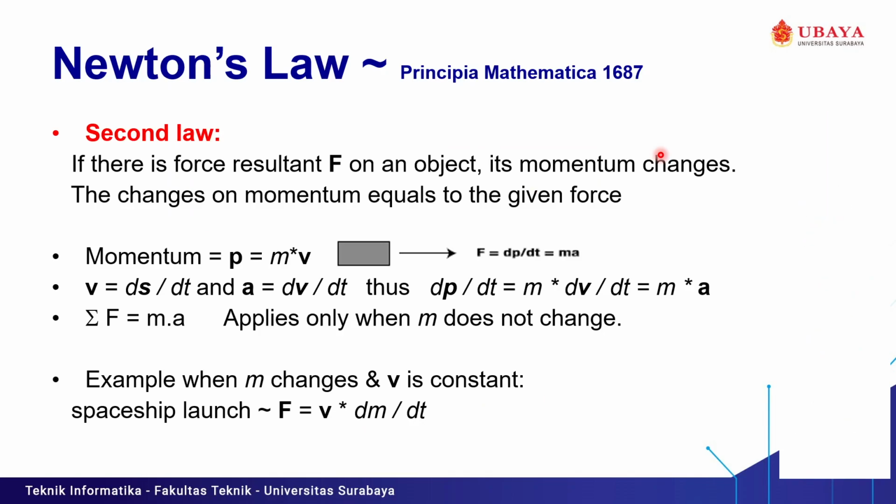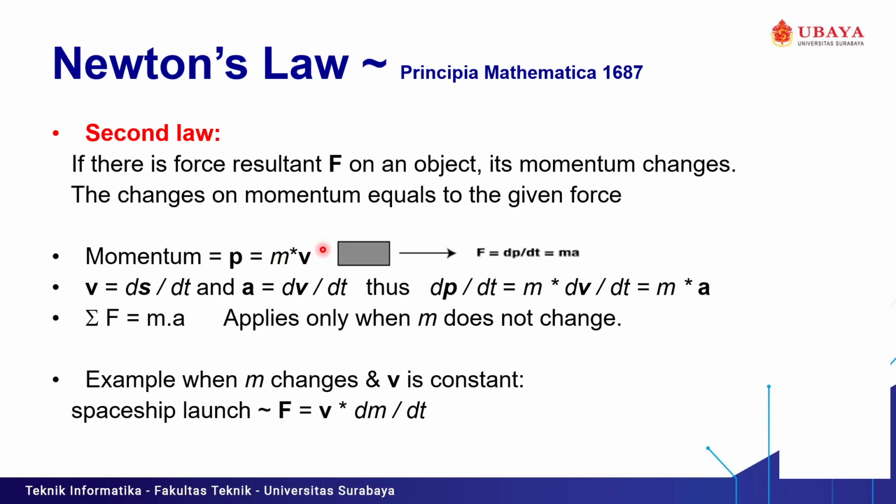However, if the resultant force is not zero, if there is a resultant force F on any object, then Newton says that the momentum changes. The change in momentum equals the given force. We will talk about momentum in more depth next week as the last subject, but here I give you the rough formula. Momentum is denoted by P, and P equals m multiplied by velocity.